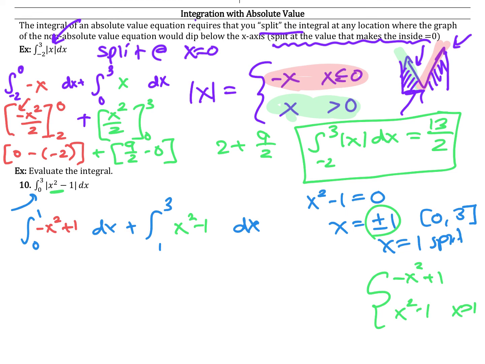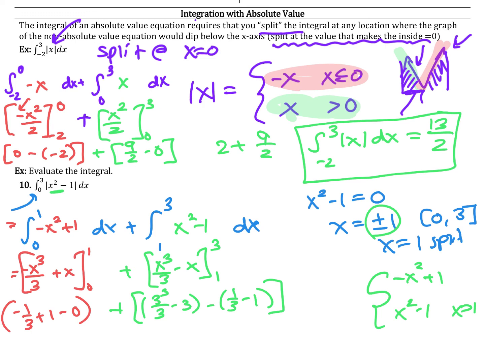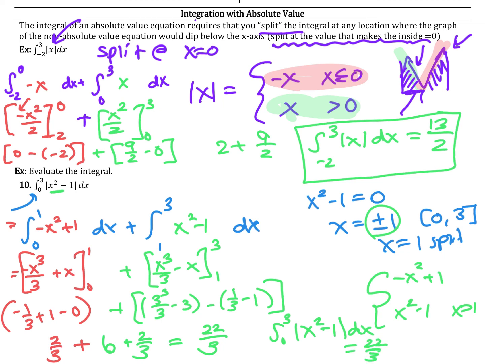Go ahead and pause the video and work through this on your own. So we can find that antiderivative, then we can plug in our bounds, and then all we have left is some simplification. So when we combine those, we should get 22 over 3. So the integral from 0 to 3 of the absolute value of x squared minus 1 dx is equal to 22 over 3. So let's recap what we covered in this video.